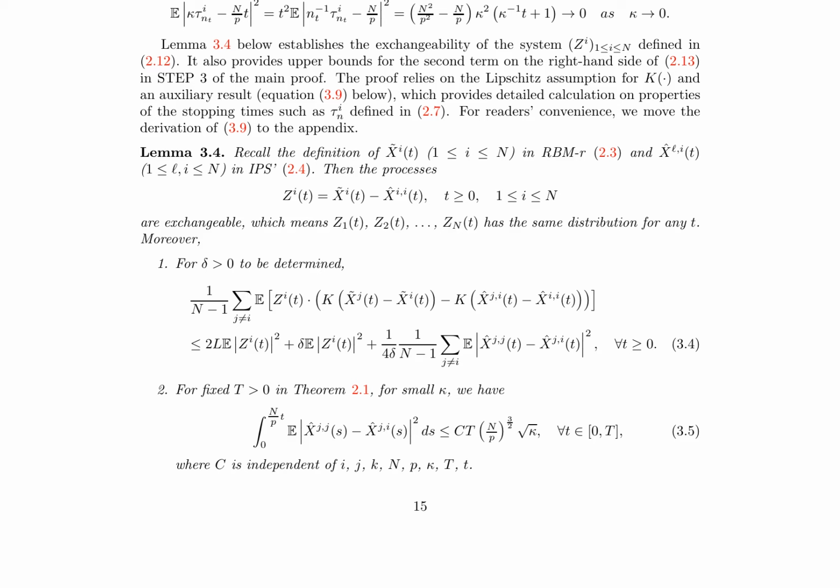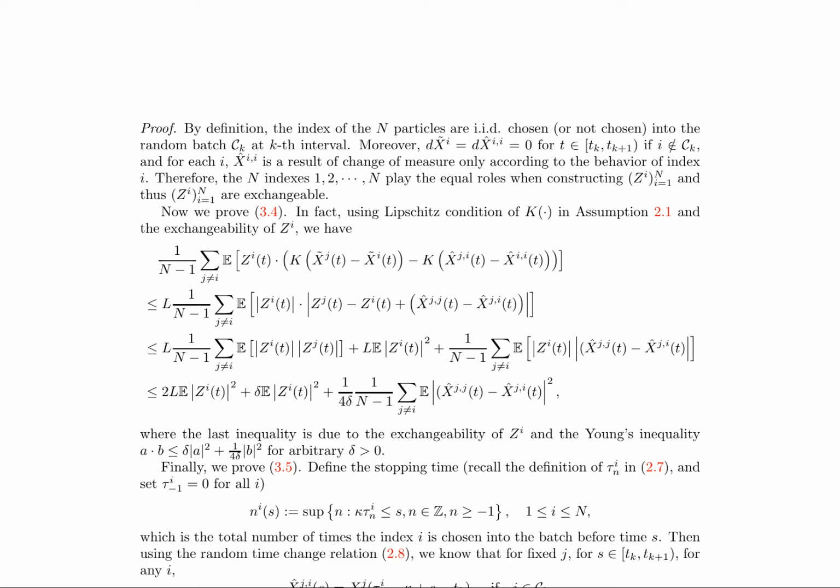Additionally, the paper demonstrates a significant finding in equation 3.5, where the authors prove that for fixed T greater than 0, for small kappa, and t less than or equal to T, we have a specific upper bound for the integral of the expected value of the squared difference between x_j and x_j over the interval 0 to t. This result is achieved by applying Holder's inequality and combining equations 3.8 and 3.9.